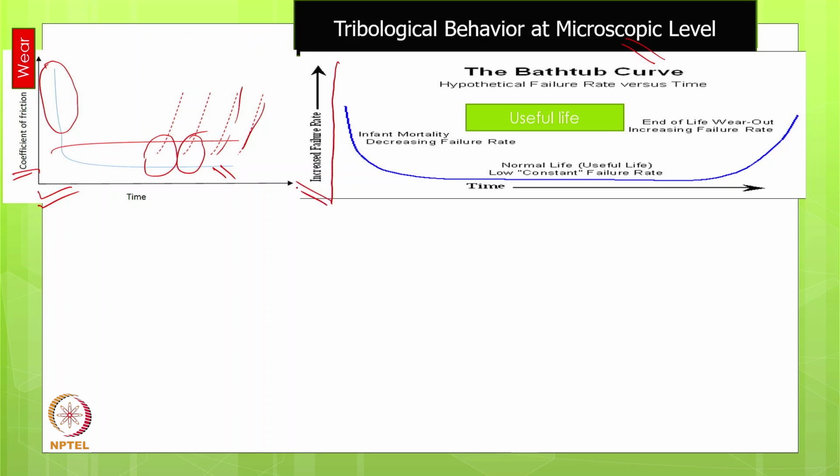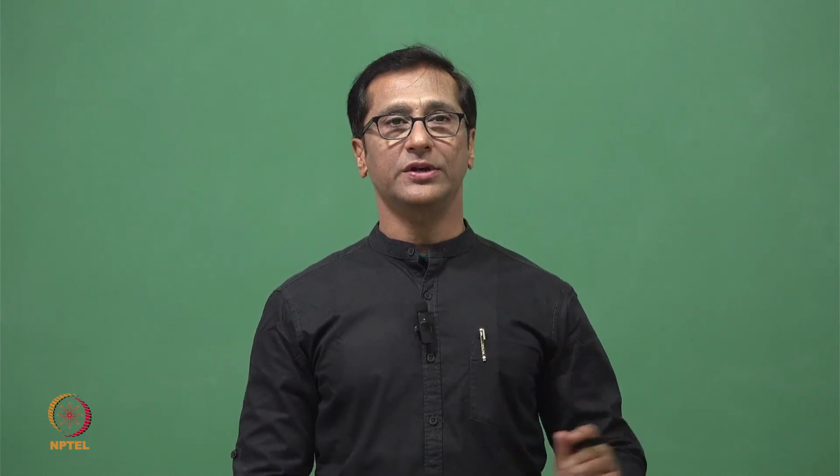We say failure rate, and initially in the beginning or running-in period we say infant mortality, where the failure rate is decreasing with time. After that it reaches the steady state, and towards the end, where the surface degradation is substantial, we say there is an end of life of the component, because the failure rate is going to increase. So there is some sort of correlation between friction and wear. They follow almost a similar kind of trend. However, there will be exceptions, I'm not denying it, but there is a correlation.